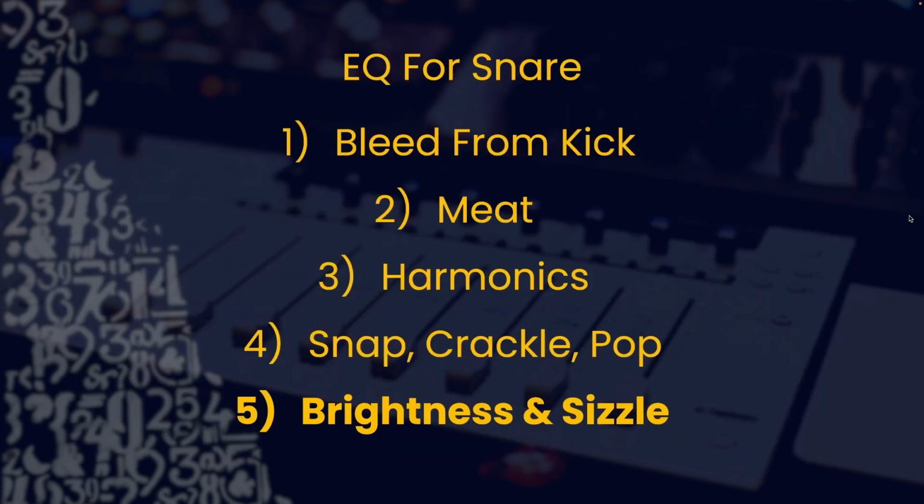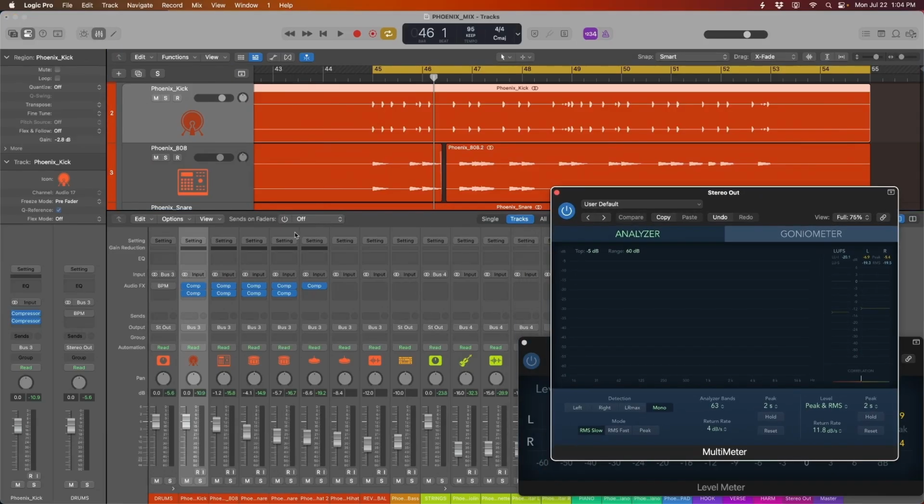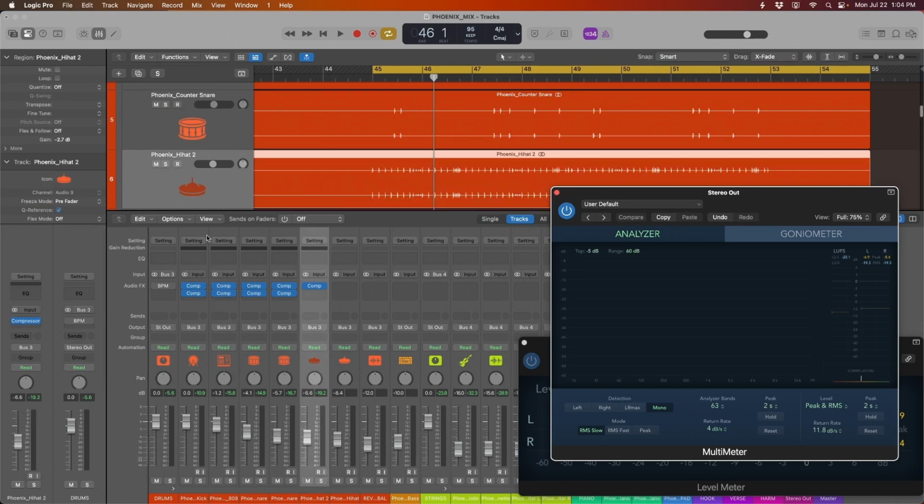The last one is brightness and sizzle. So this is going to be the brightness of the snare, all of that top end information. Oftentimes you'll hear a lot of modern snares especially being boosted here heavily because it gets that nice crispy quality out of the snare. All right, so now on to EQ for the individual drum mix elements.